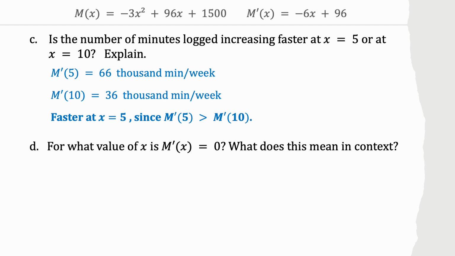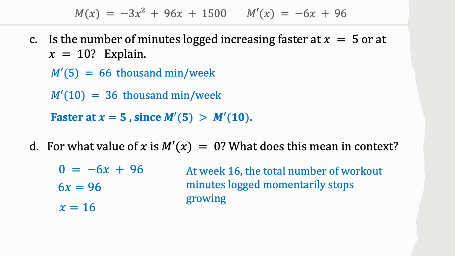Part D, for what value of x is the derivative equal to 0? And what does that actually mean? Well, we'll just take the derivative and set it equal to 0, and we can solve for that. We get x equals 16. So the derivative is 0 at 16 weeks. But what does that mean? It means that at week 16, the total number of workout minutes logged momentarily stops.